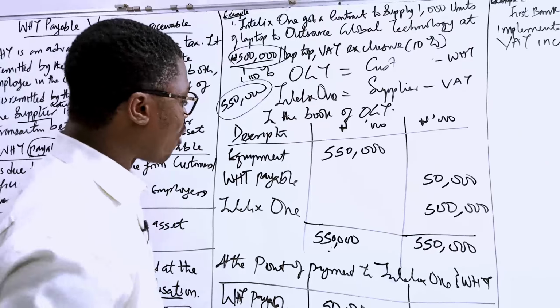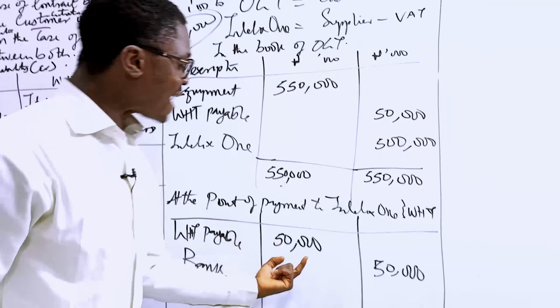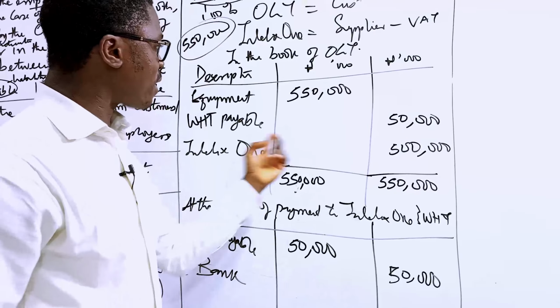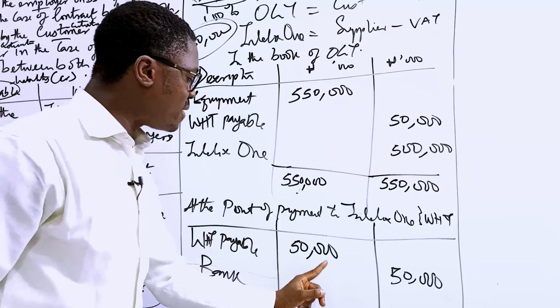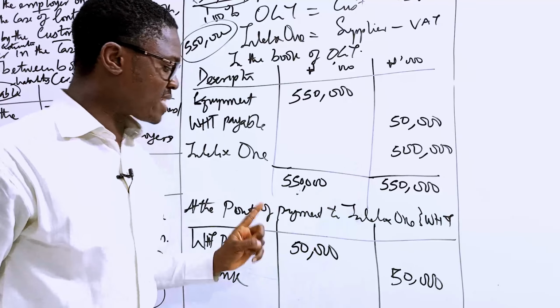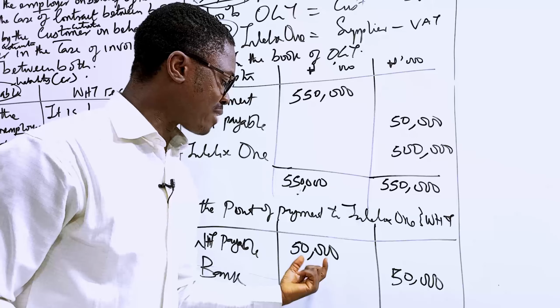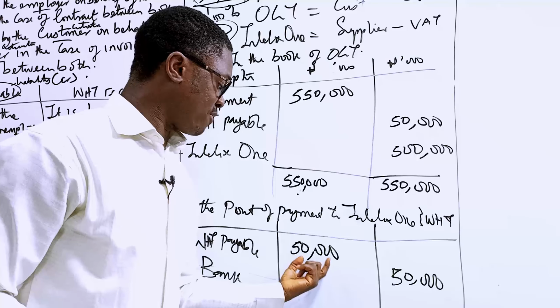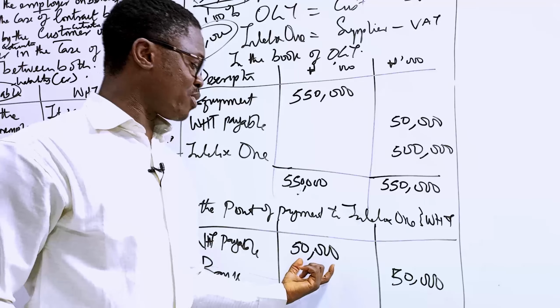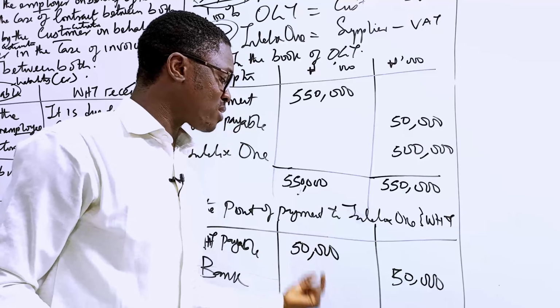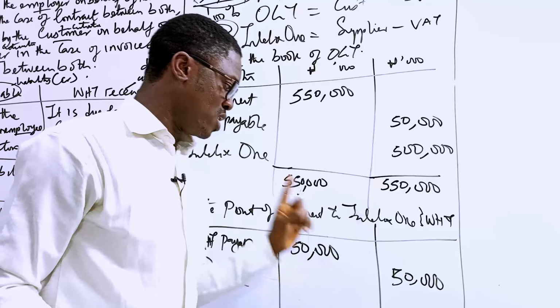That now means that the withholding tax payable that had a 50 million balance at the point of this accounting entry will now be debited with the same amount. Other things being equal, let's assume that the only transaction that has been posted with withholding tax payable was this one. After debiting withholding tax payable with this 50 million naira, the balance after passing this entry will be zero.